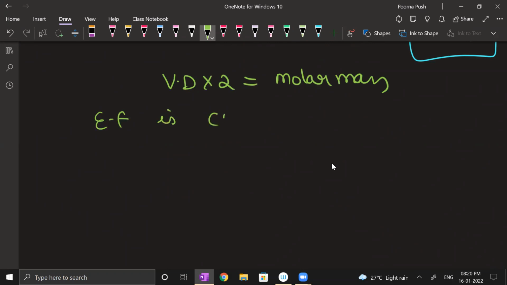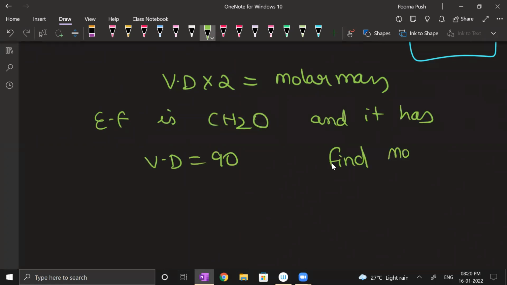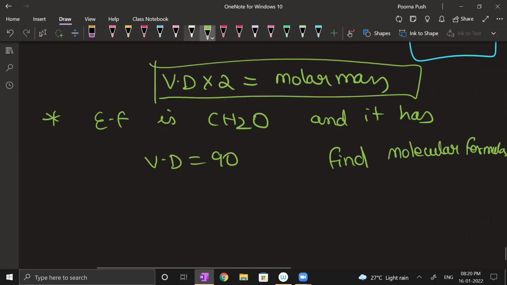Empirical formula is CH2O, okay? And it has vapor density 90. Find the molecular formula. This is the question. C3H6O3, ma'am.